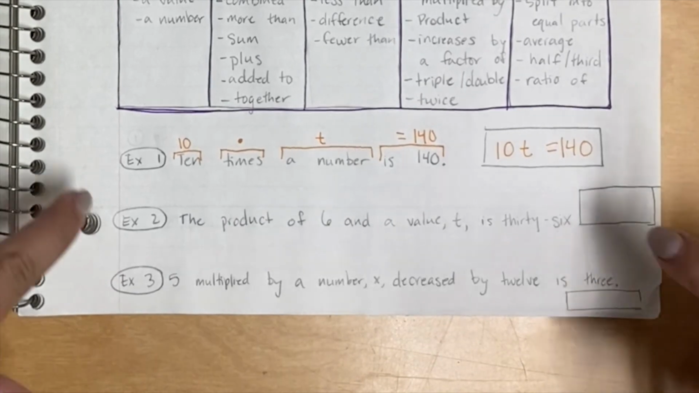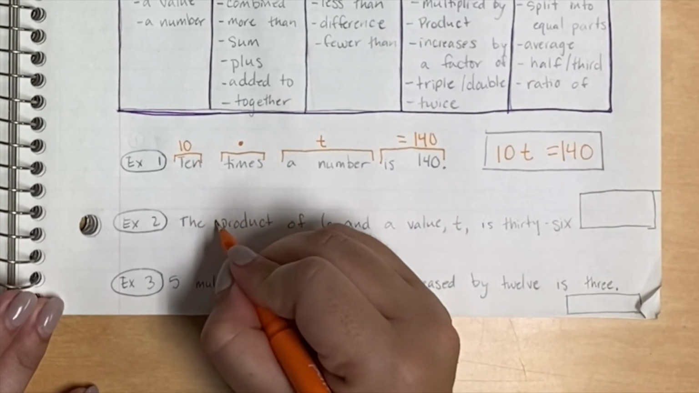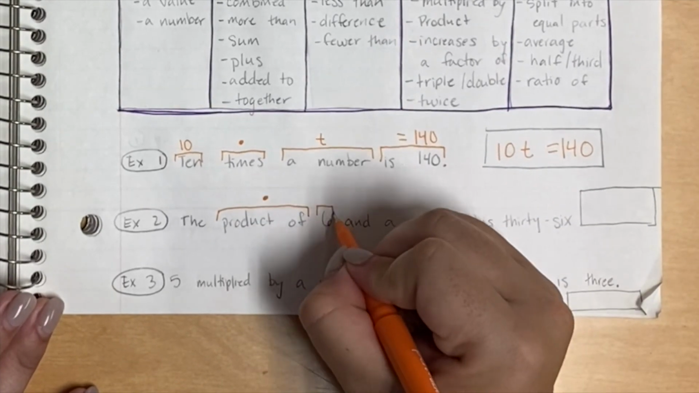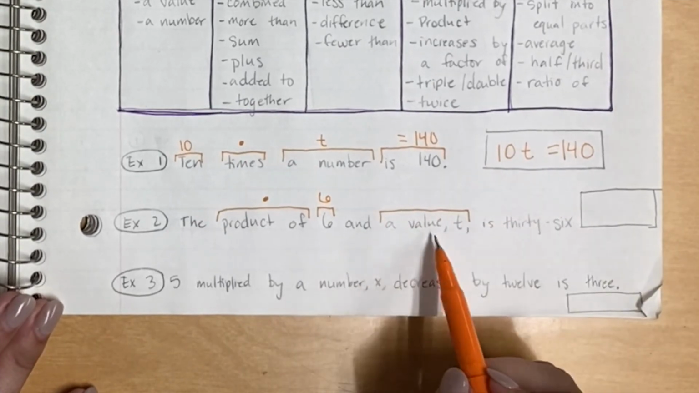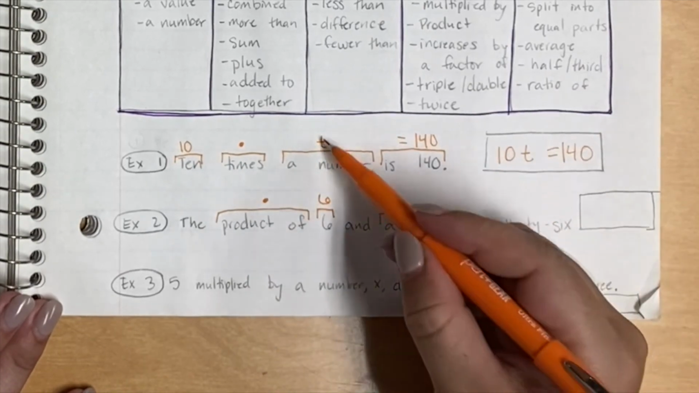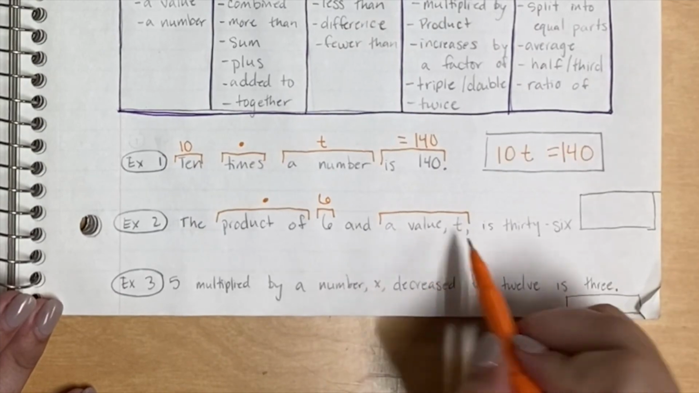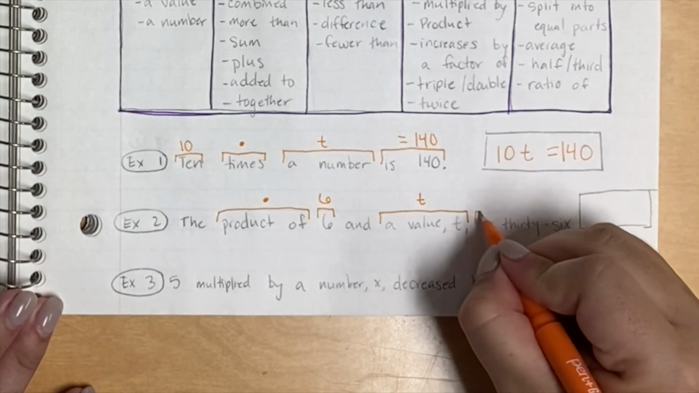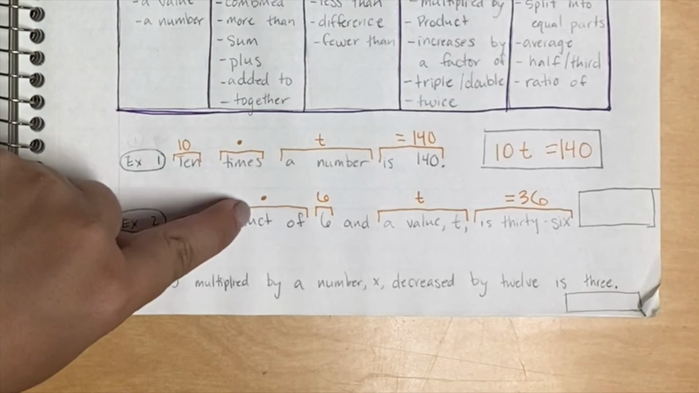Example number 2, it says the product of 6. So I know the product of means multiplication, and I know that 6 is 6. And a value t, they actually say a value, which is a variable, and they use the letter t. So unlike up here, I shouldn't have used t, I should have used something different. So a number was we picked t. They say a value t, so they specify that we have to use t. Okay? And then it says is 36. Is 36.